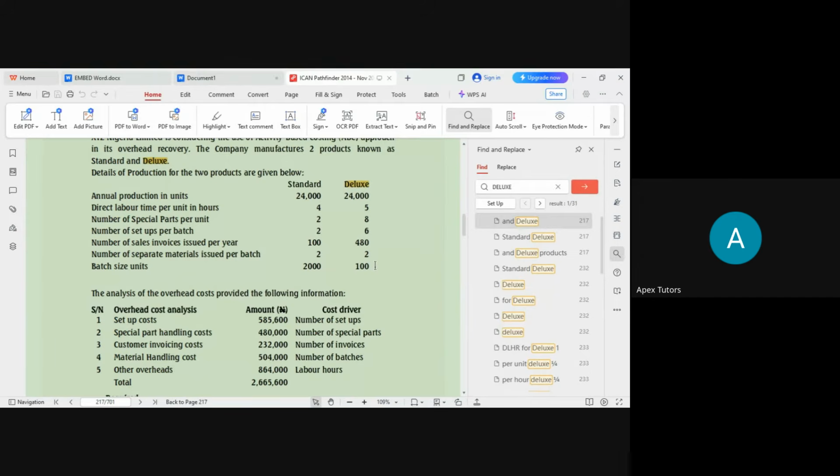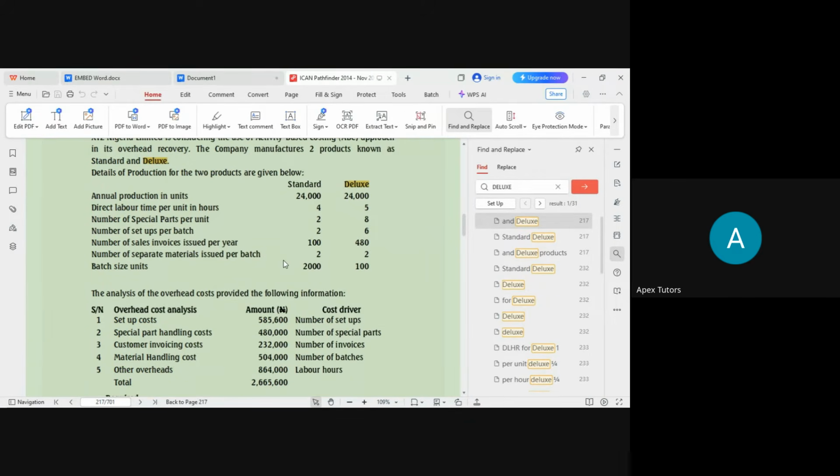One batch for the loss will make up 100 units. For you to have 24,000 units, you ask yourself, how many batches will make 24,000 units? Now, when you know the number of batches, you ask yourself, number of setups per batch. How many setups will make a batch? Or how many batches will make a setup?